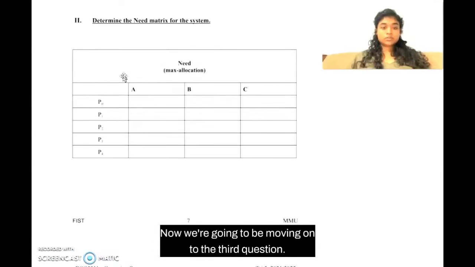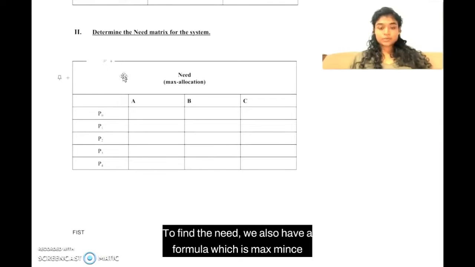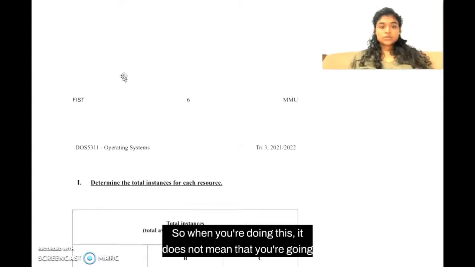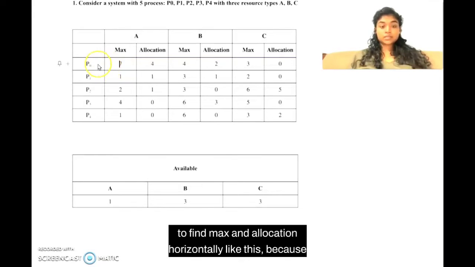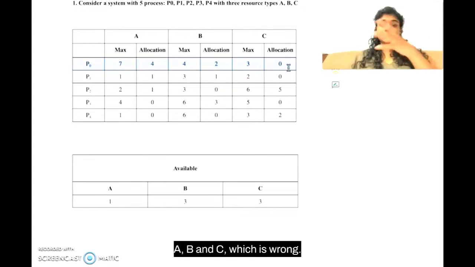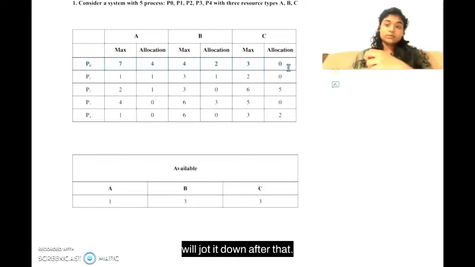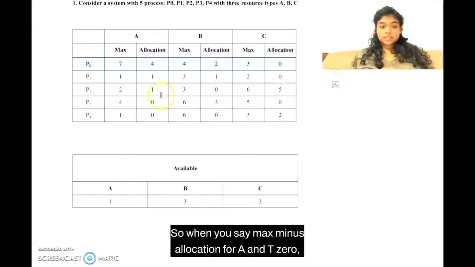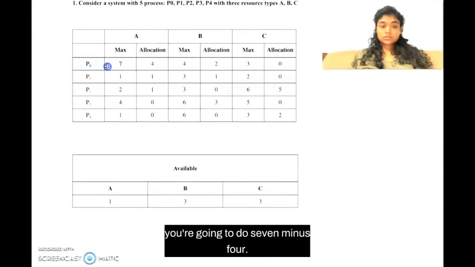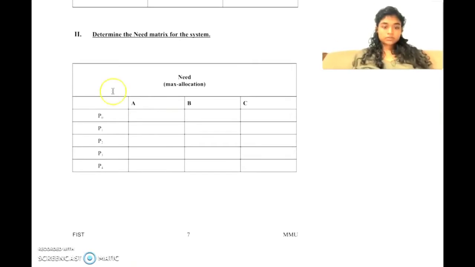Now we're going to move on to the second question, which is need. To find the need, we also have a formula, which is max minus allocation. When you're doing this, it does not mean that you find max and allocation horizontally, because that would mean finding it for all 3 resource types, A, B, and C, which is wrong. We just want to find it for one resource type at a time, and then we will jot it down after that.